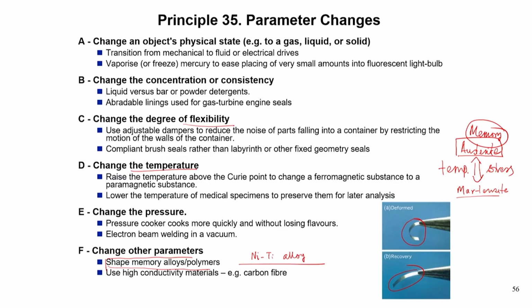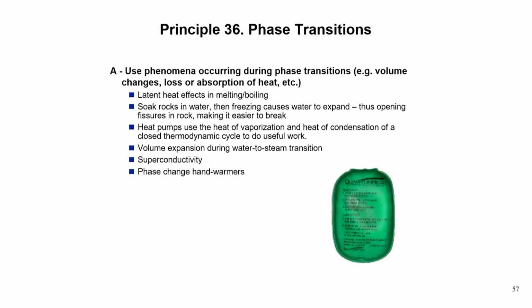Okay, like these parameter changes, phase transition, that means from solid to liquid, liquid to gas, etc., is also very heavily utilized. That is principle 36. Use phenomena occurring during phase transition. For example, volume change during phase transition, loss or absorption of heat during phase transition. You can use it as a sensor.